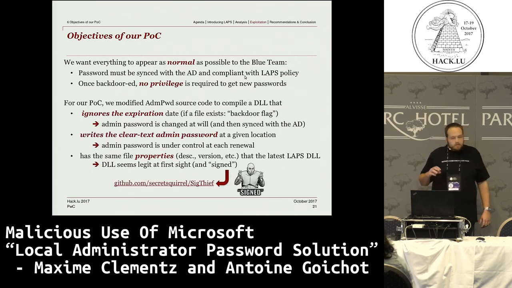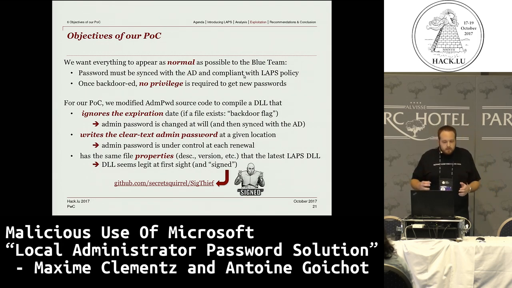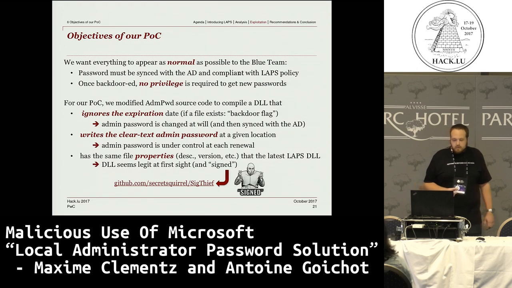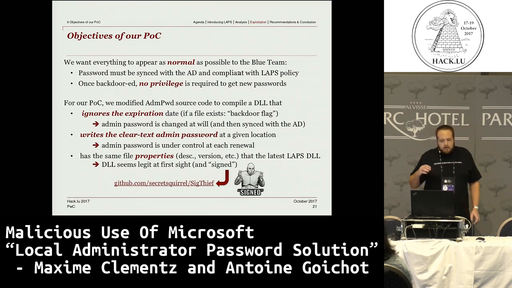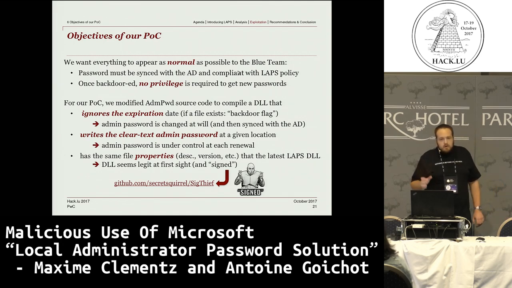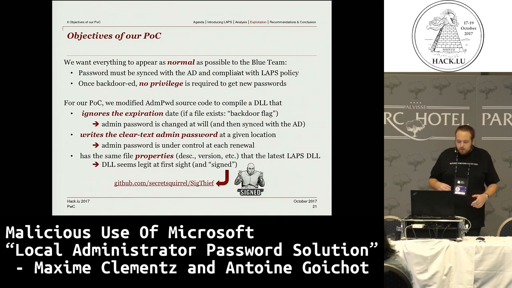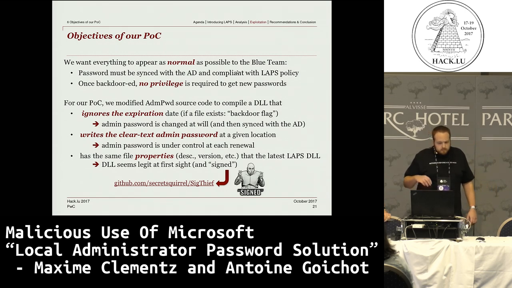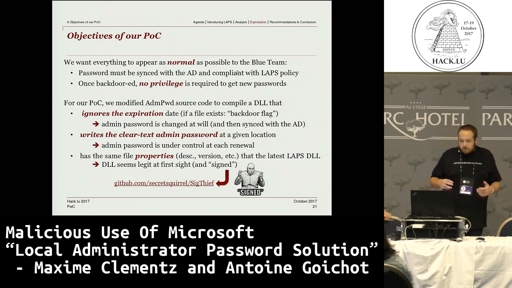So for our POC, we want to appear as normal as possible, and we said that the attacker has physical access to the computer. We want to have the password synced with the AD. So the password written in the AD is the same as the real local admin password. And so for our POC, we decided to have the simplest functionality. So we can bypass the expiration time if a special flag exists. So in our case, it will be a file named backdoor.txt placed at a special location. And the password will be written in a file just near the backdoor. And so we will have the password at each password change, in fact.